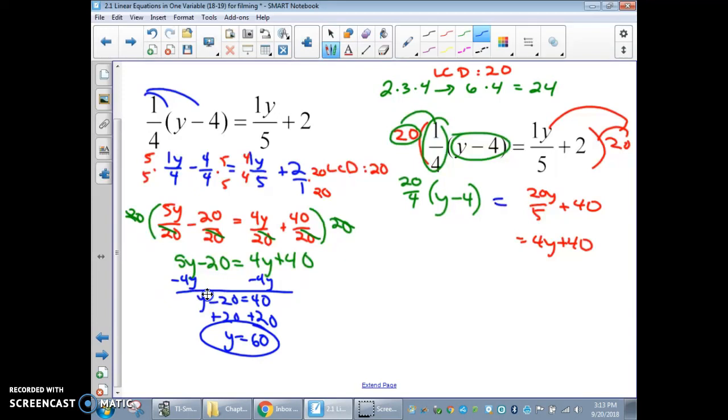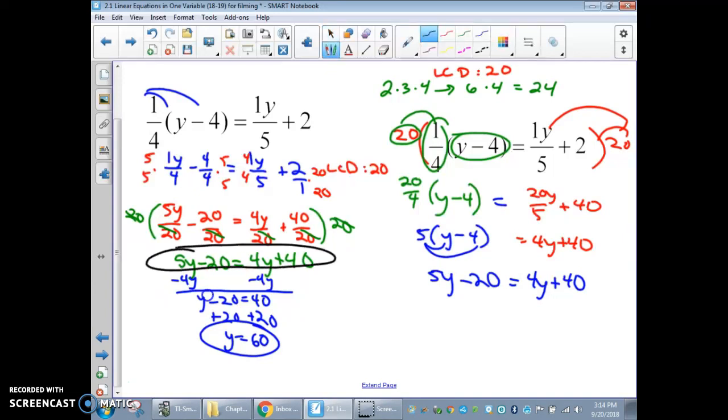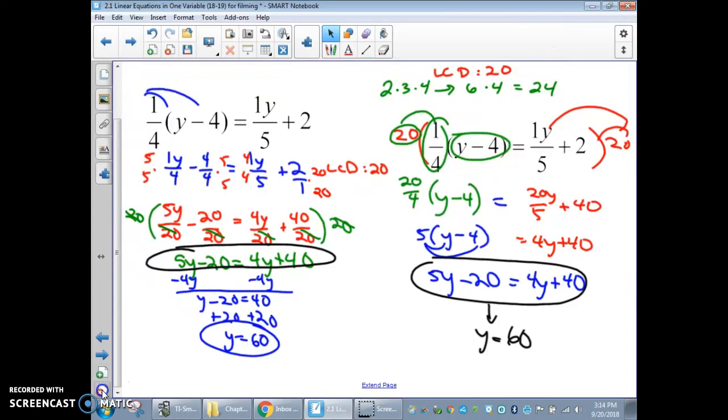And 20/4 reduces to 5, and then you have the remaining term y minus 4. You can now distribute 5 into the parentheses, and you have 5y minus 20 on the left side, bringing down the 4y plus 40. In that situation, again, you end up in the exact same spot, exact same equation, which would result in giving you a value of y equals 60.